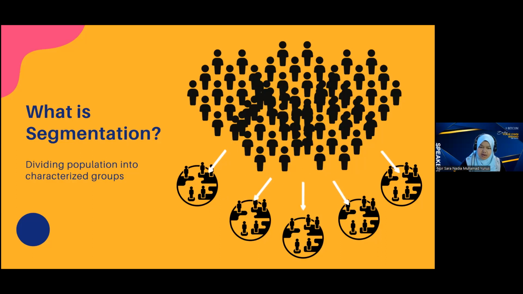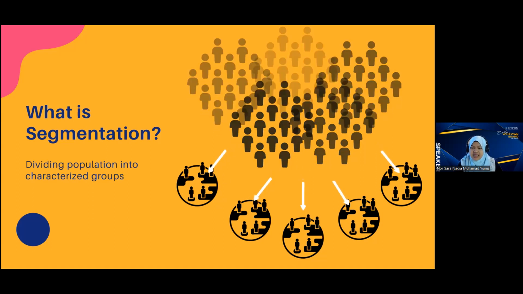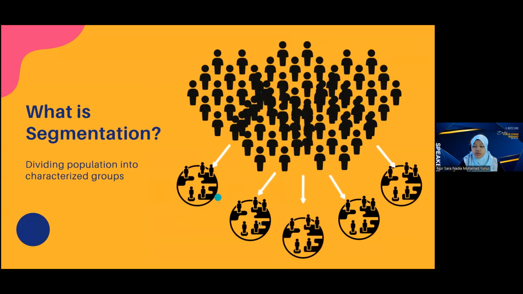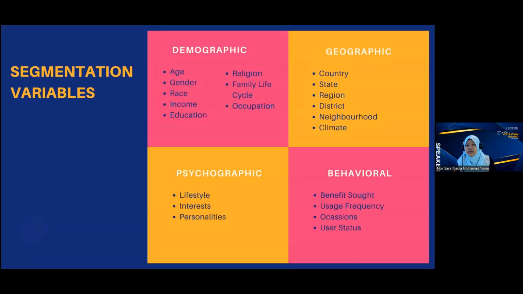The question here is how we decide what characteristics to set for each different subgroup. Commonly, marketers use four main variables in deciding the characteristics of each group we are going to develop. Those segmentation variables are demographic, geographic, psychographic, and behavioral segmentation. Let's discuss them one by one.